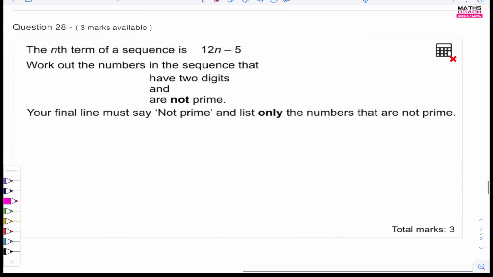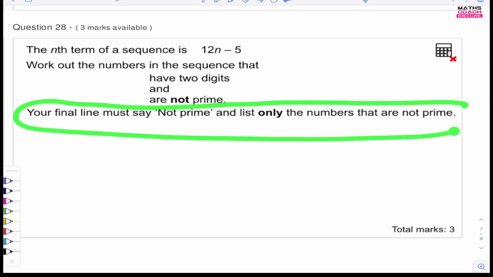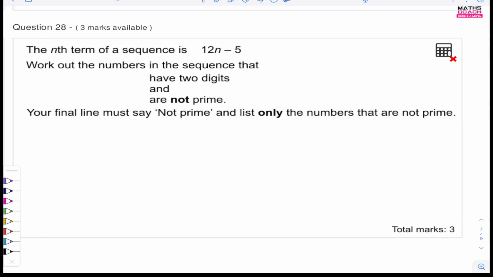Okay, so moving on to question number 28. We have a sequence and we are told that the nth term of this sequence is 12n minus 5. And we have to work out the numbers in the sequence that have 2 digits and are not prime numbers. Okay, your final line must say not prime and list only the numbers that are not prime. Now, of course, in an exam, you won't be getting this. Okay, this is just from MathsWatch. They just put that there to give you a hint.